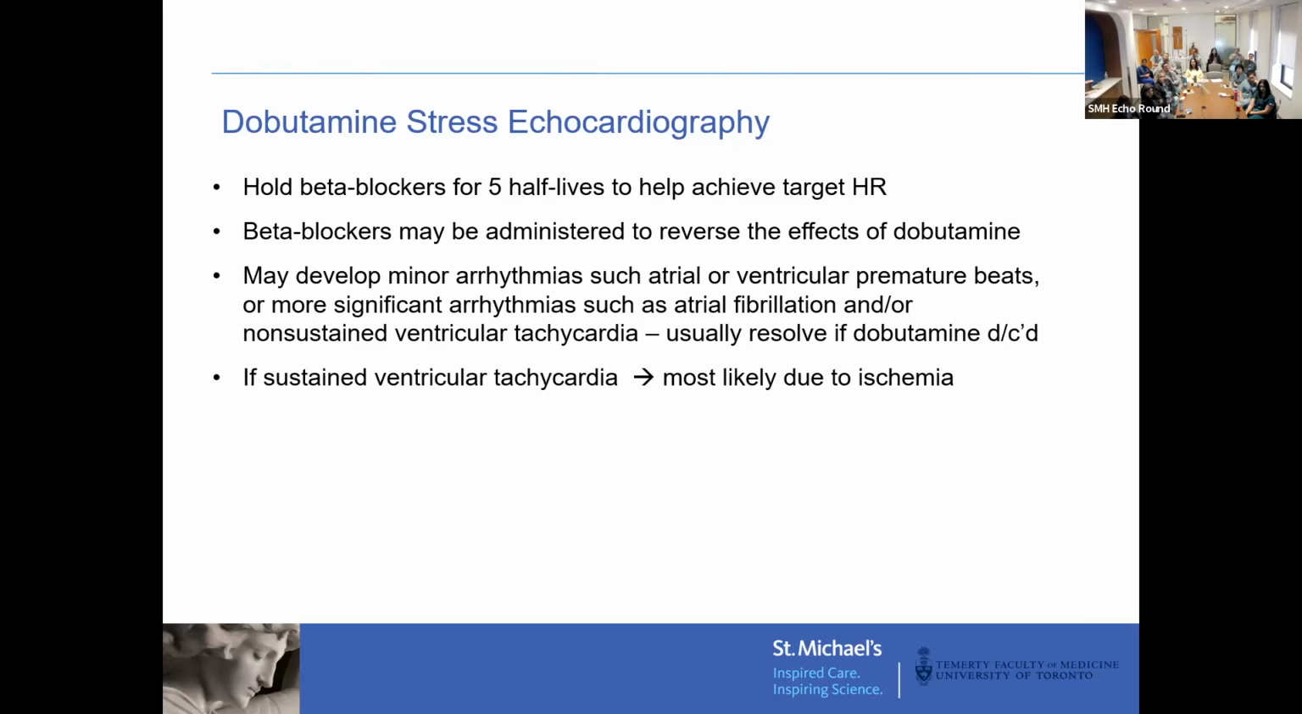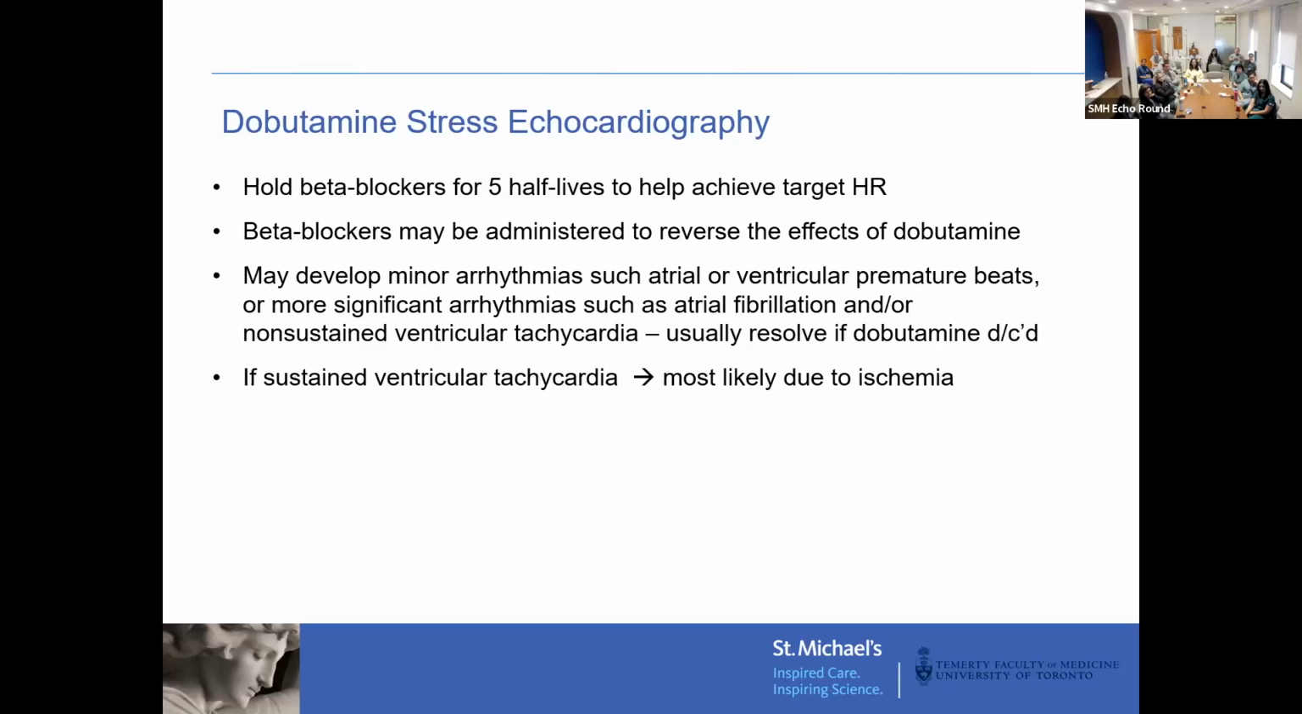You may give beta blockers for patients who have completed a dobutamine stress echo as a way to reverse that. And there is some evidence that beta blocker use after a patient has achieved target heart rate can then induce ischemia and then cause wall motion abnormalities. And I'll talk about that as an example in a bit.